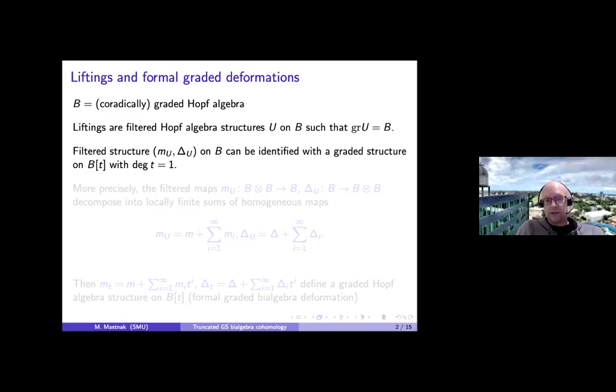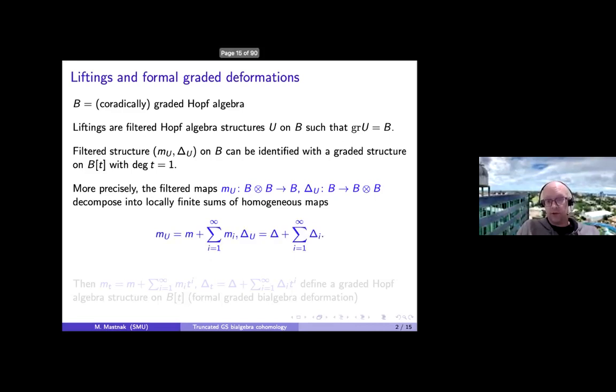In other words, this is sort of just a dummy variable that makes all these filtered maps, mu and delta u, now graded. Because B, remember, was a graded vector space, so all these filtered maps will decompose into locally finite sums of homogeneous maps of various negative degrees. Only the maps in negative degrees show up. And now you just stick in the T, and now our polynomials become graded maps.